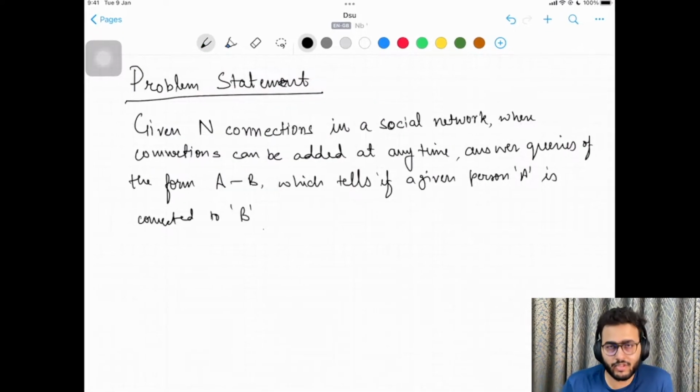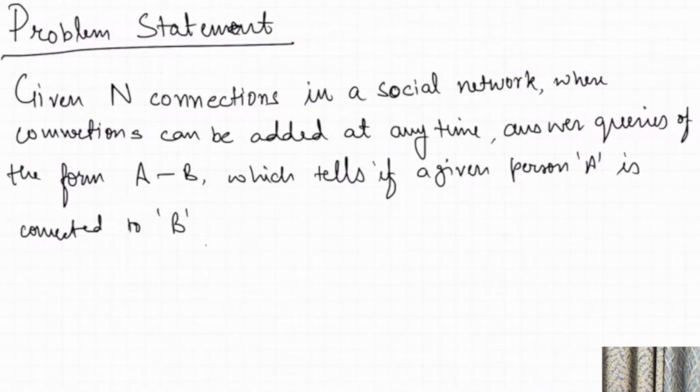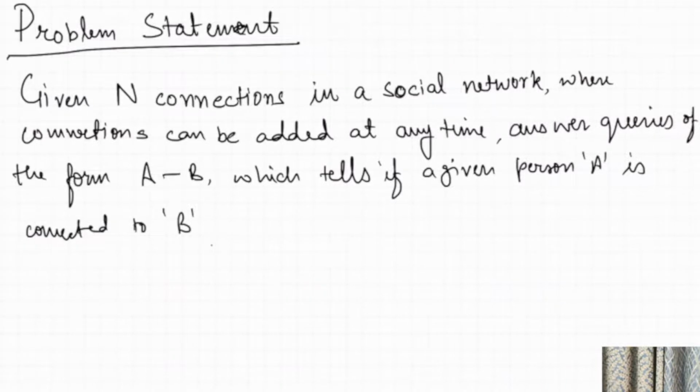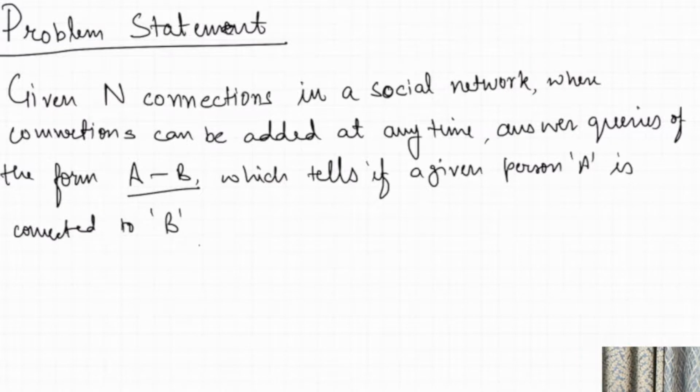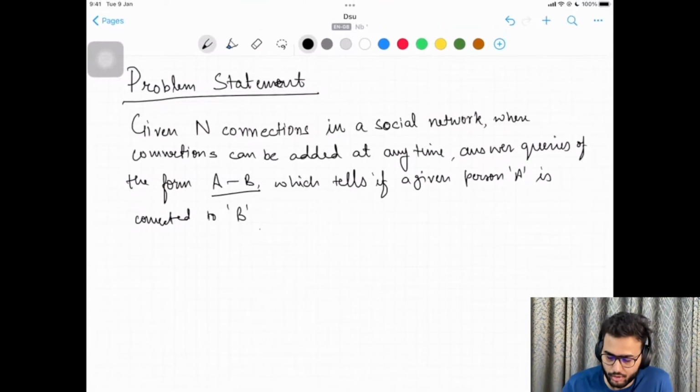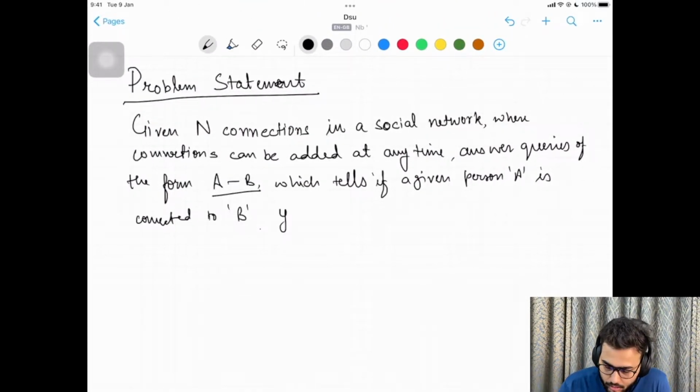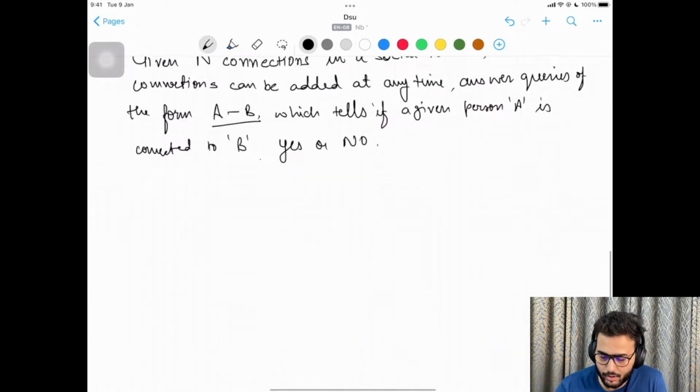So the problem statement is, given n connections in a social network where connections can be added at any time, answer queries of the form A-B, which tells if a given person A is connected to B or not. So let's say we have to output yes or no, right? Let's just quickly discuss an example to understand this better.